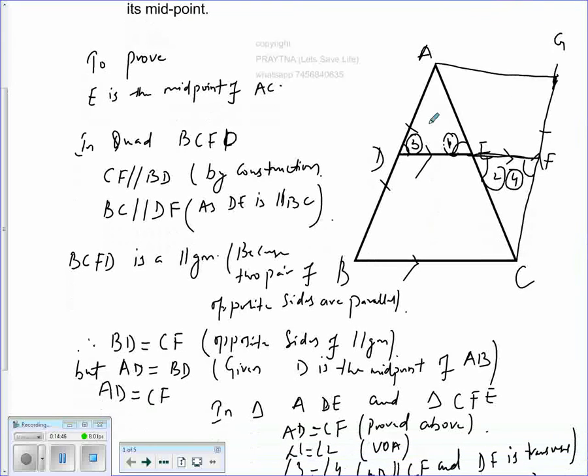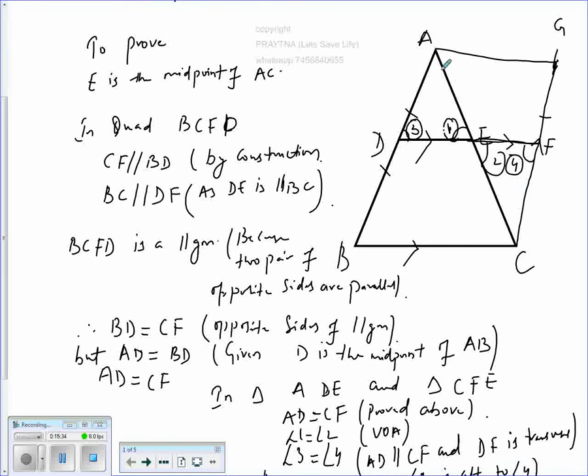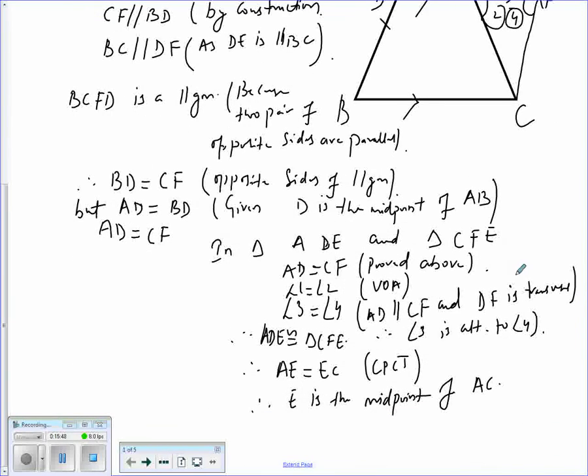Now we take these two triangles, triangle ADE and CFE. In these two triangles, we know that AD is equal to CF. We have just proved it. Then second thing, angle 1 is equal to angle 2, vertically opposite angles, and angle 3 is equal to angle 4, this one. Since these lines AB and GC are parallel and DF is transversal, these are alternate angles. Angle 3 is alternate to angle 4, so they are also equal. Therefore, the two triangles are congruent by AAS rule of congruency. Since these two triangles are congruent, therefore AE is equal to EC, or we can say that E is the midpoint of AC. So this is how we go through the converse of midpoint theorem.